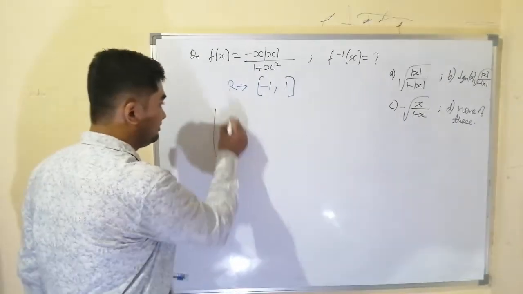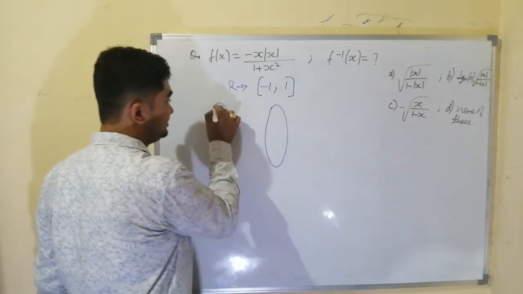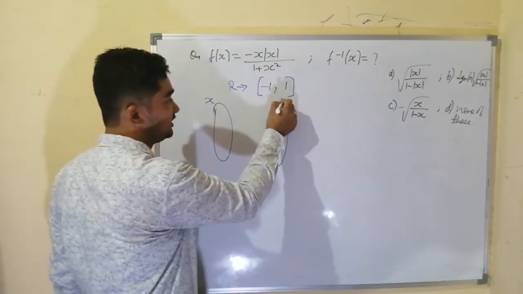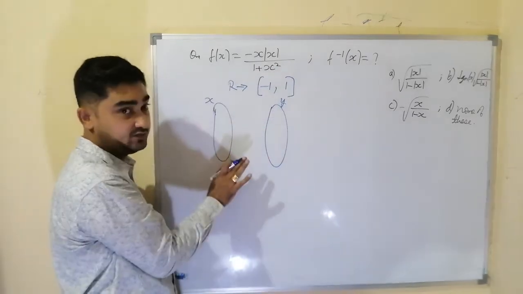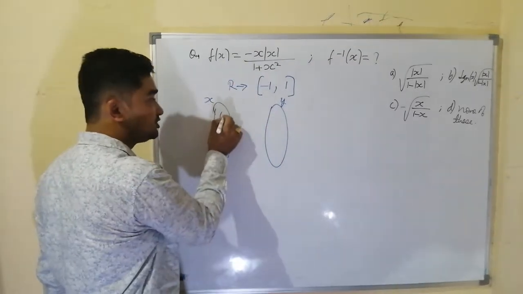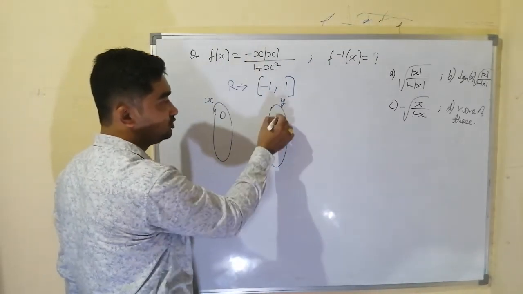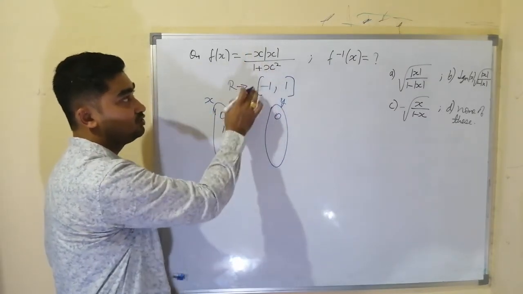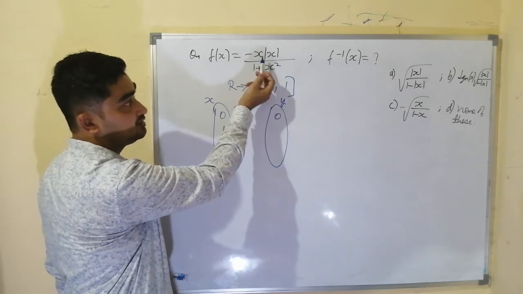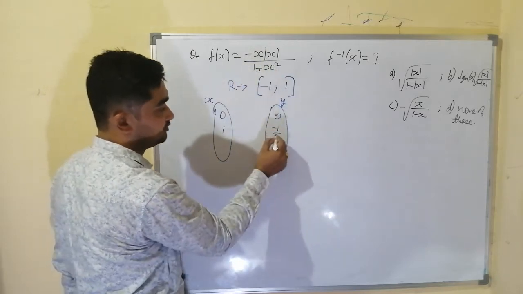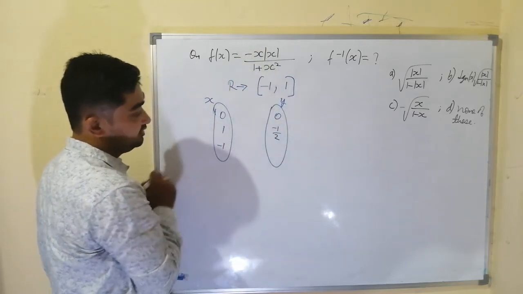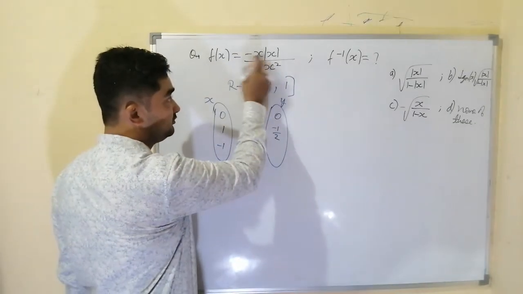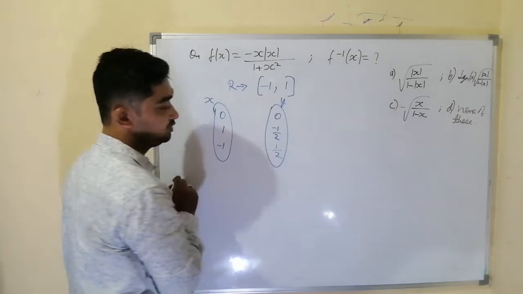So draw these sets. Let us say this is the input set before taking the inverse. This is x and this is y. Input set, output set before taking the inverse. Put x equal to 0. When x is 0, what is the output? Output is 0. Put x equal to 1. When the input is 1, what is the output? Output is minus 1 by 2. Put input as minus 1. When the input is minus 1, what is the output? It will become plus 1 by 2.